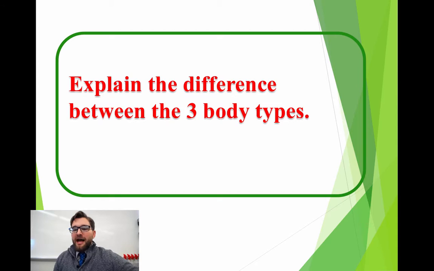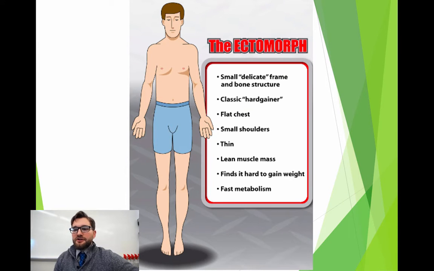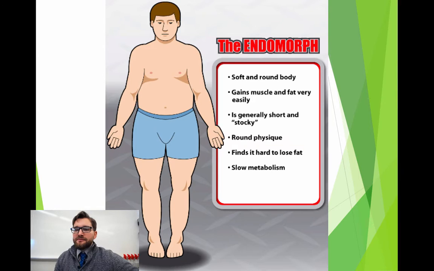There are 3 different body types. The first is the ectomorph. These individuals usually have a delicate frame. They're kind of that classic hard gainer. They don't typically gain weight. Typically their chest is flat. Small shoulders, they're thin, usually have a very lean muscle mass. They typically find it very difficult to gain weight, and we usually categorize them as having a fast metabolism.